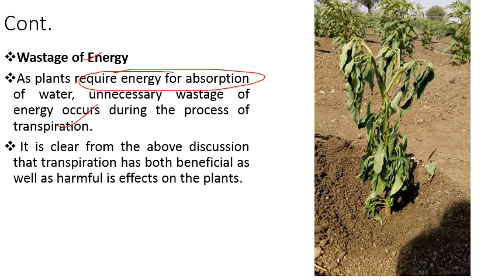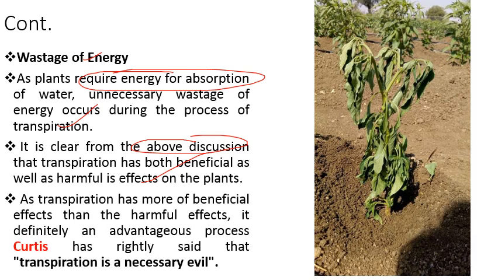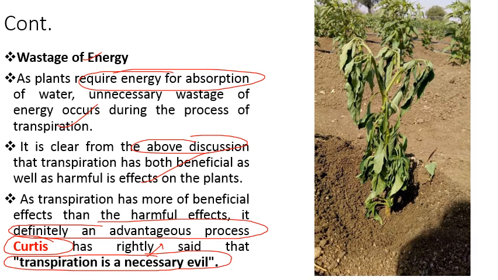It is clear from the above discussion that transpiration has both beneficial as well as harmful effects on plants. That's why one scientist named Curtis has rightly said that transpiration is a necessary evil. It means it is important as well as harmful for plants. As transpiration has more beneficial effects than harmful effects, it is definitely an advantageous process. So Curtis has rightly said that transpiration is a necessary evil.